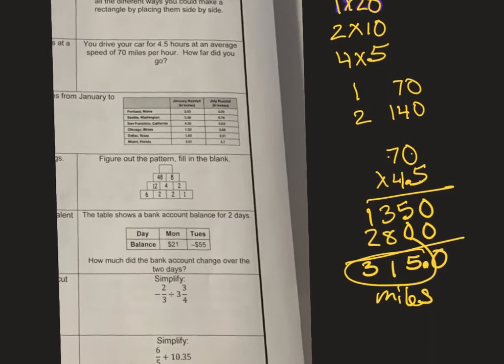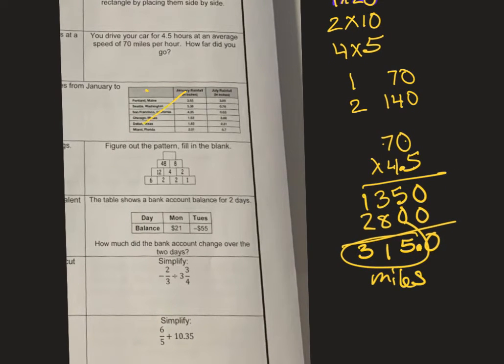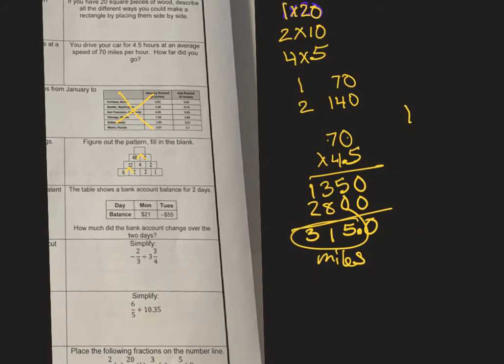for number 2. The next box, this went with Mondays, right? So it says to figure out the pattern, fill in the blank. So we have 48 and 8, and below that we have 4, 12, 4, 2, and below that we have 6, 2, 2, 1. So what are we doing to get the number above? Abby? Right, we multiplied these to get the number above, right? So we'd have to multiply 48 times 8 to know what goes in that box.